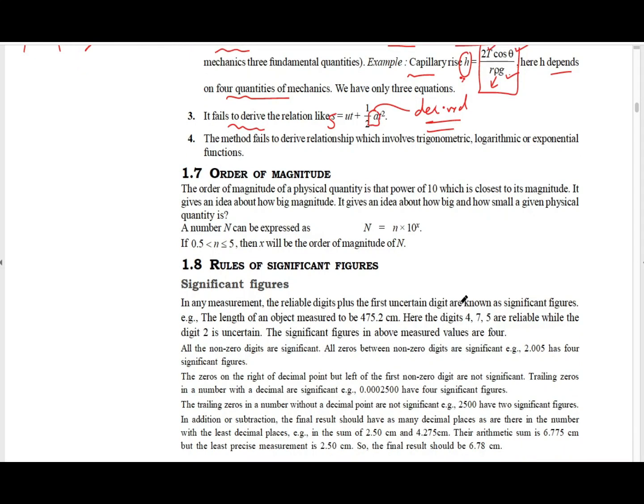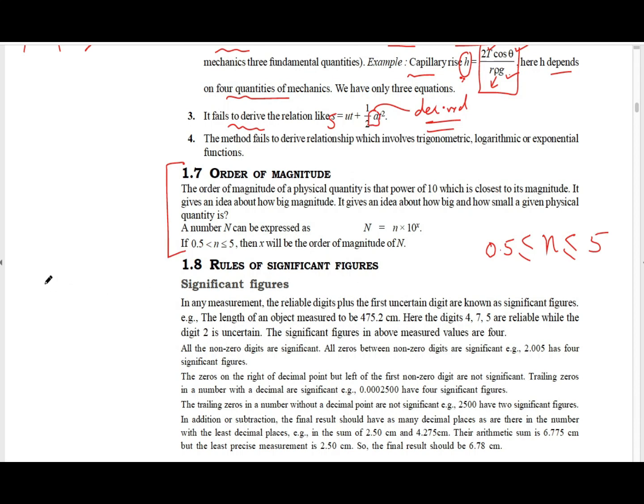Next is order of magnitude. Now how can we find the order of magnitude? The order of magnitude can be found using this closest equation, that is from 0.5 to 5.